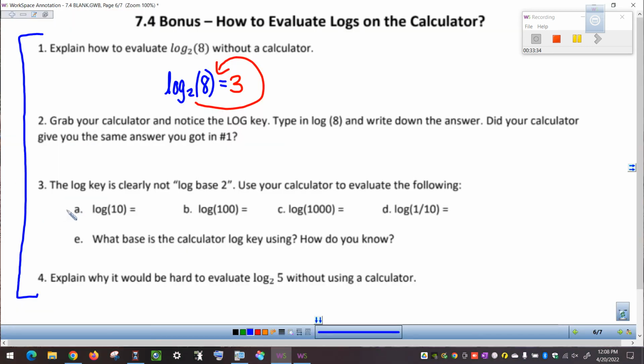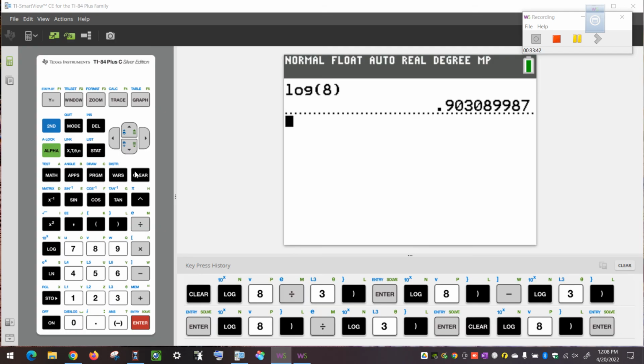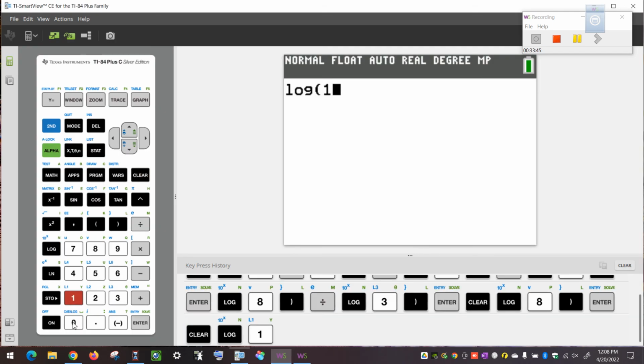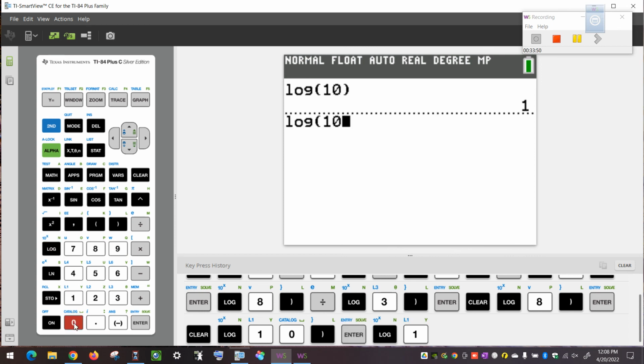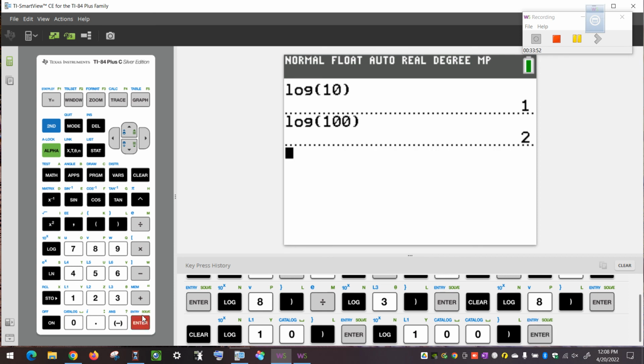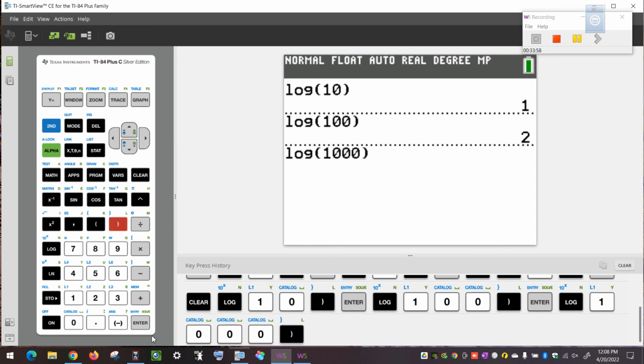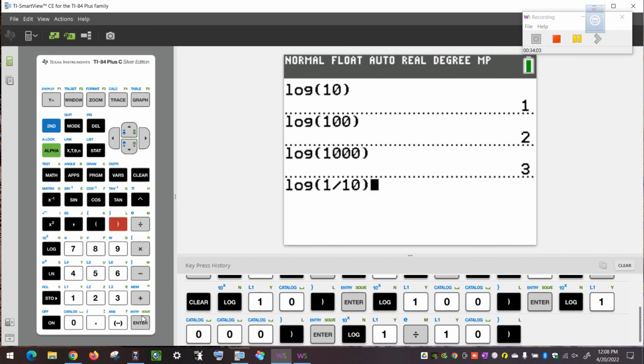And so we wanted to try out some different scenarios to see what the base is that we're using instead. And so our paper has us do log 10, we're doing log 100, log 1,000, and the last one was log of 1/10. So based on the answers we're seeing here, does anyone have an idea of what the base, the calculator key, is actually using? What is it, Daniel?